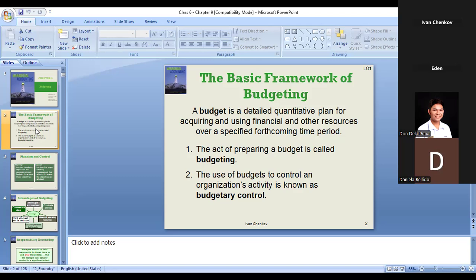The act of preparing the budget is called budgeting. And the use of the budget to control organizational activities is also known as budgetary control. Again, why do we need to control the activities? To achieve our goal or our objective. So if we don't have a goal or objective, there's no point in having anything.